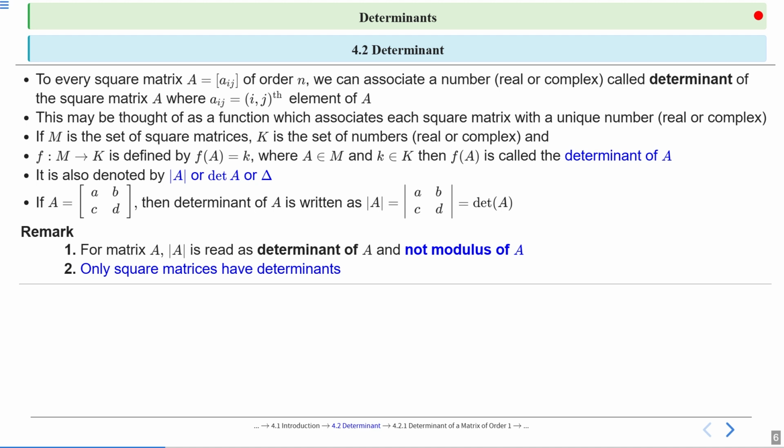Second remark: only square matrices have determinants. We cannot define a determinant for matrices with uneven order that are not square matrices. So determinant is just a number that is related to a matrix. For a unique matrix, there is a unique number. Each square matrix is associated with a unique number.